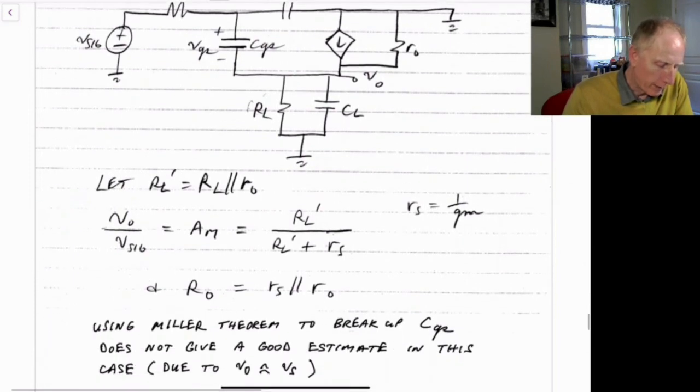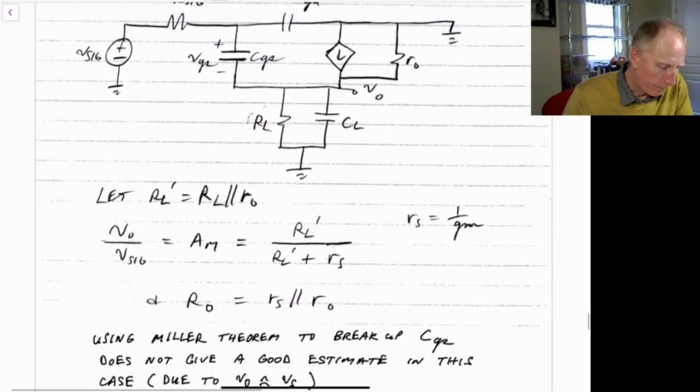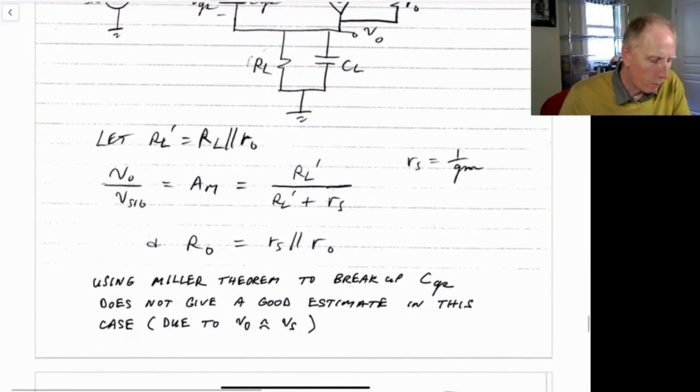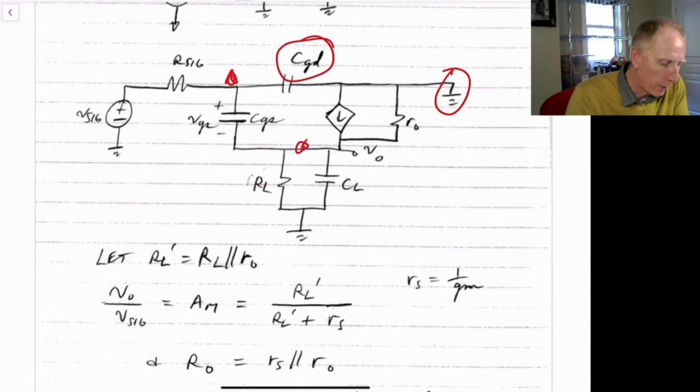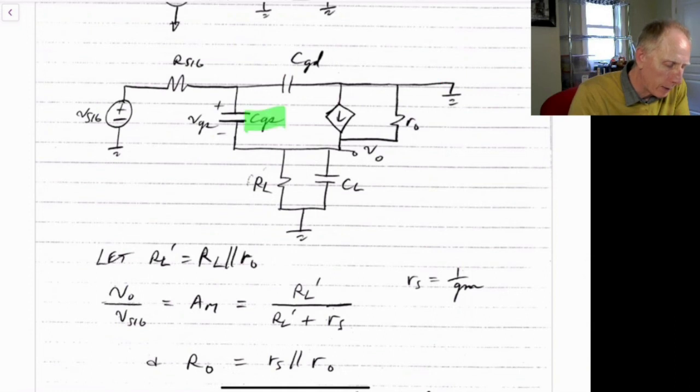So what we find then is that we have two nodes. We have a node here and we have a node here. This node is already connected to ground, so C gate to drain is already connected to ground on one side, but the capacitor which is not connected to ground on one side is now C sub GS, the gate to source capacitance.